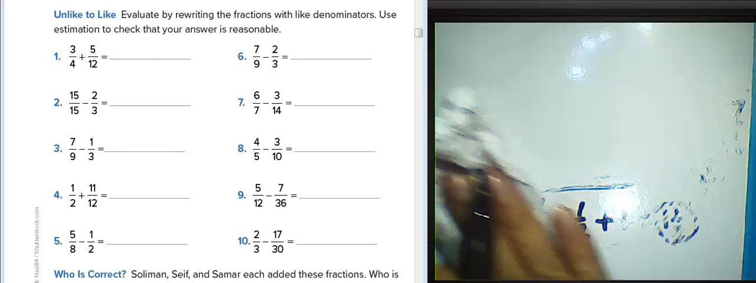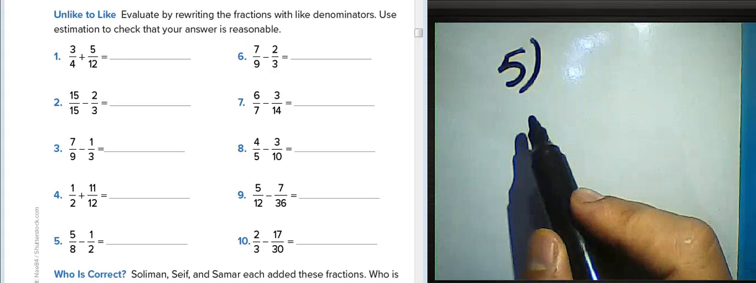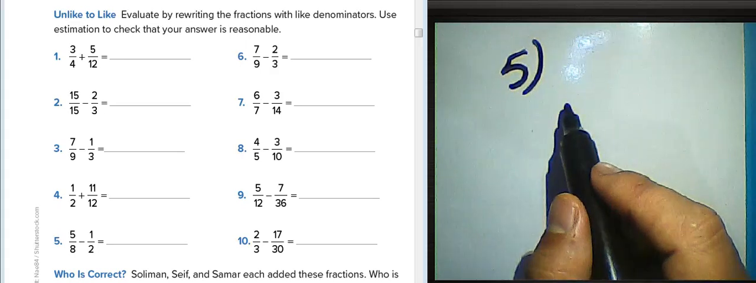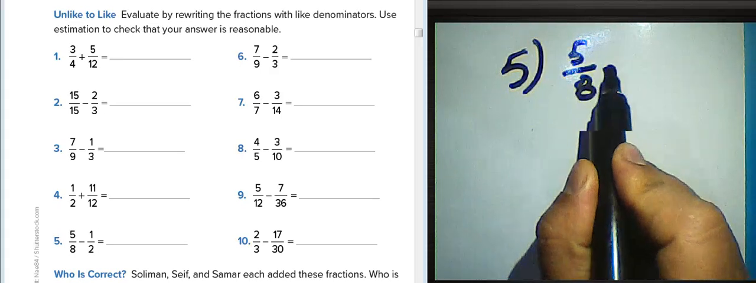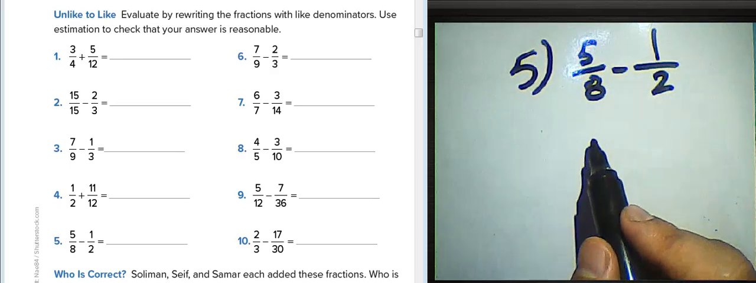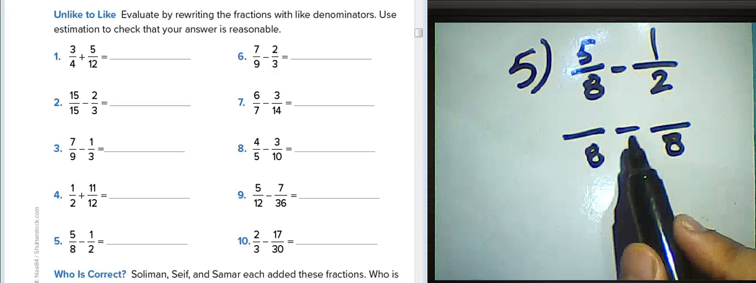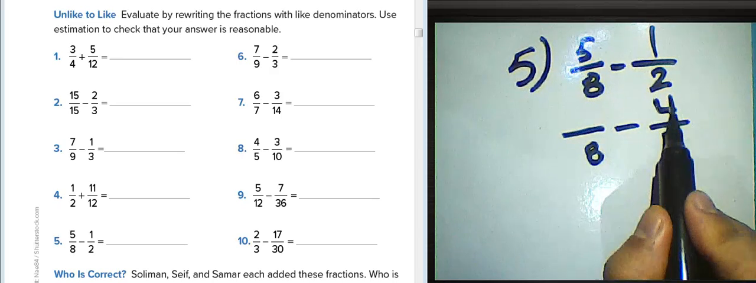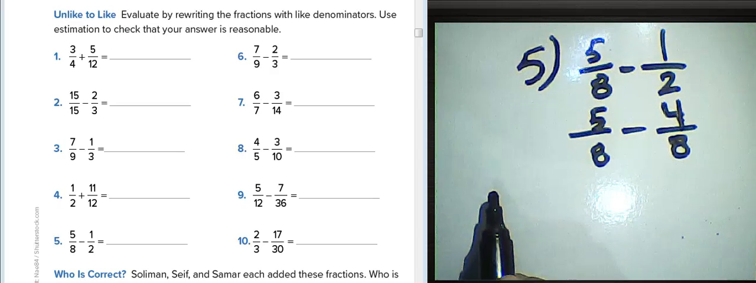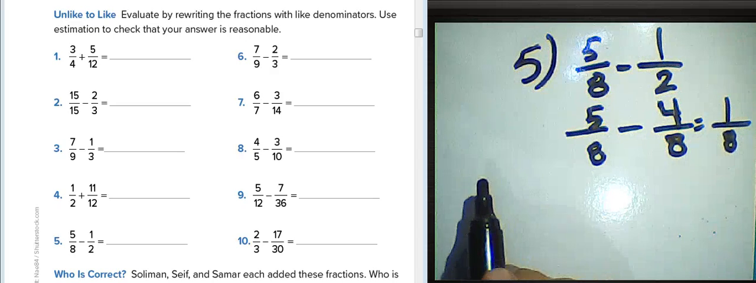And what about question number 5? Question number 5 here: 5 over 8 subtract 1 over 2. We can find the least common multiple between them, which equals 8. 8 divided by 2 equals 4. 4 times 1 equals 4. And write 5 over 8 here. The result will be 1 over 8.